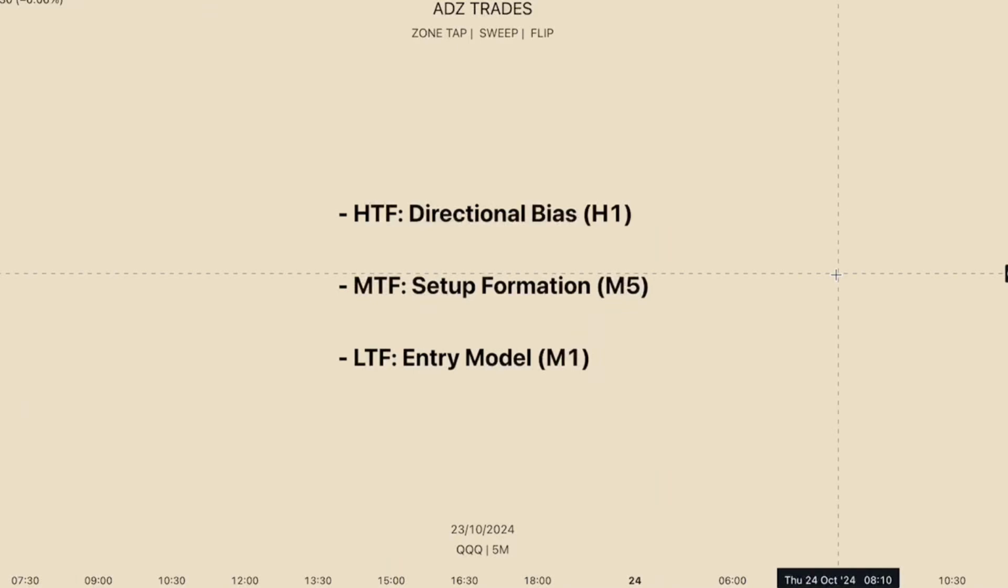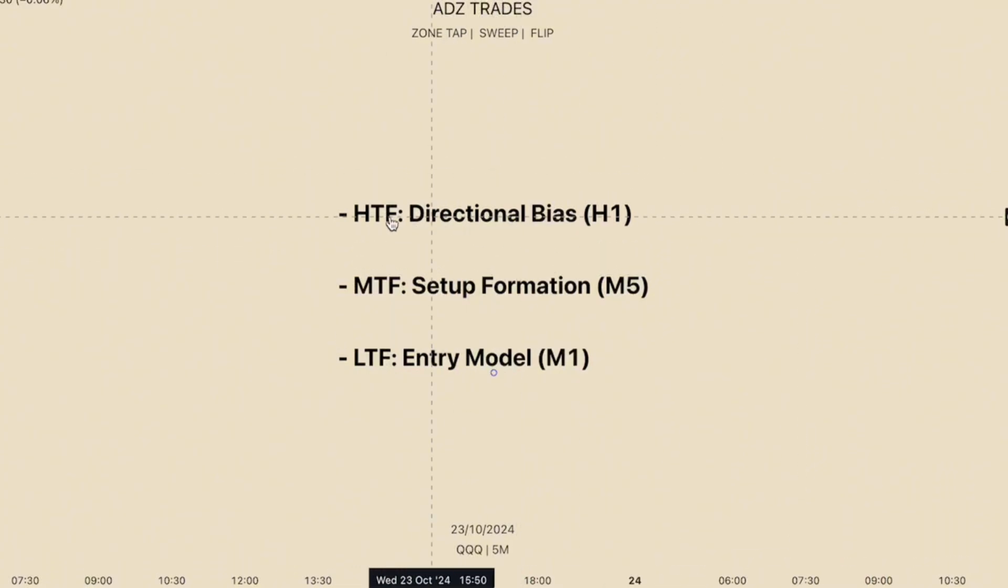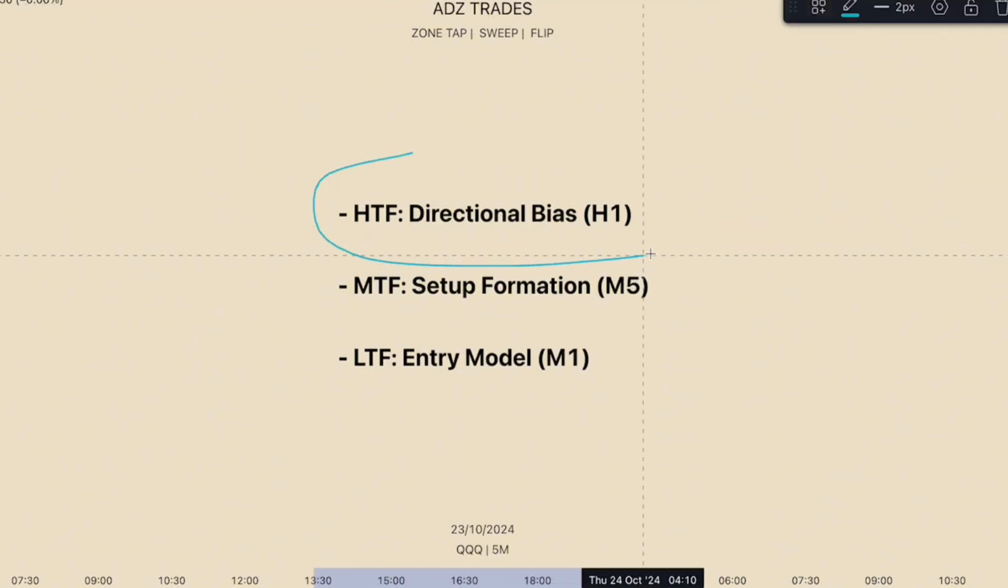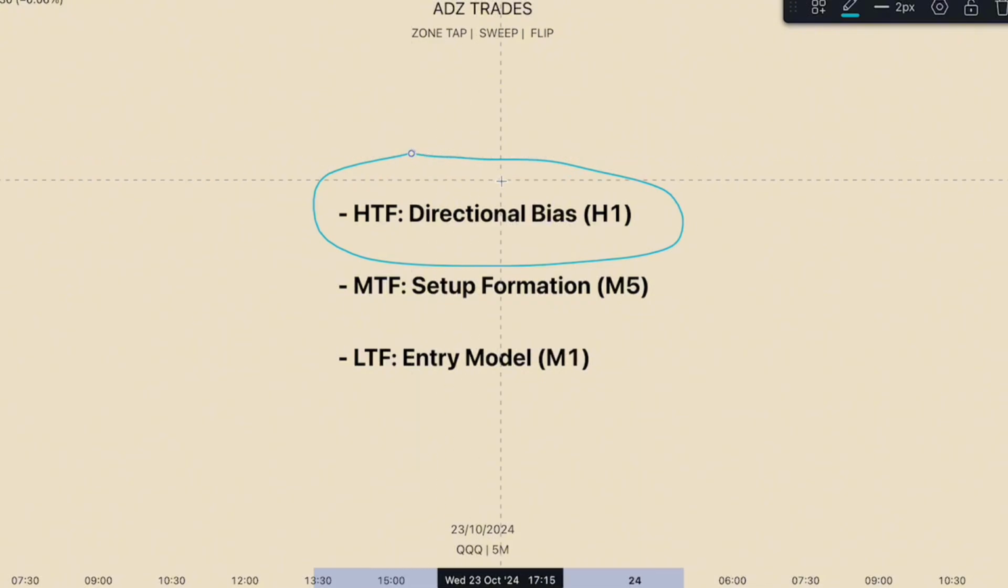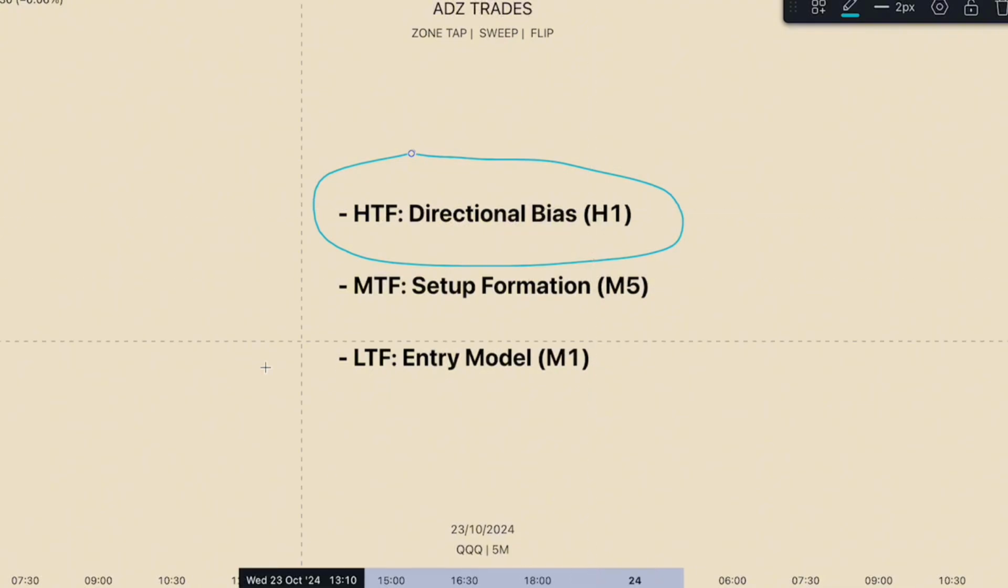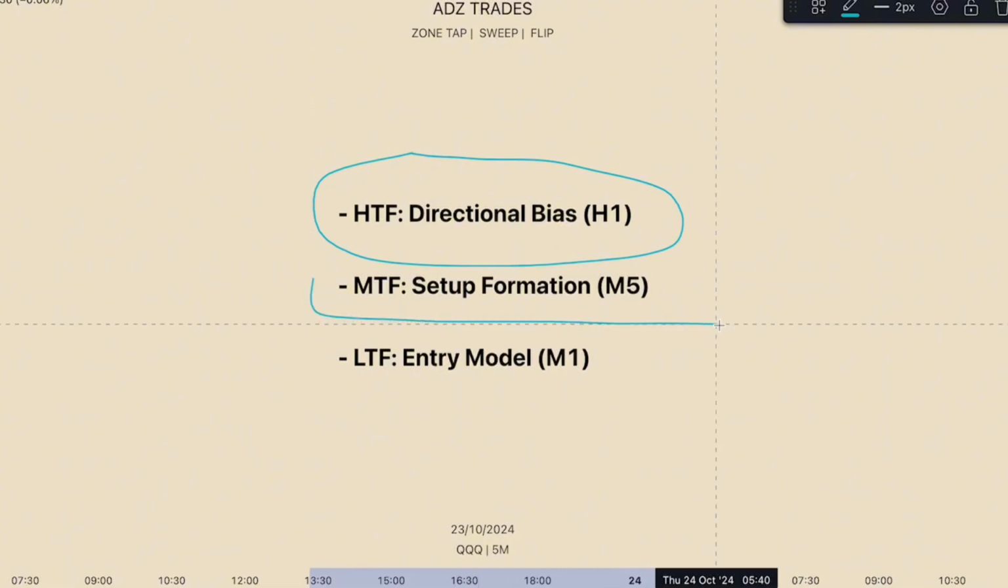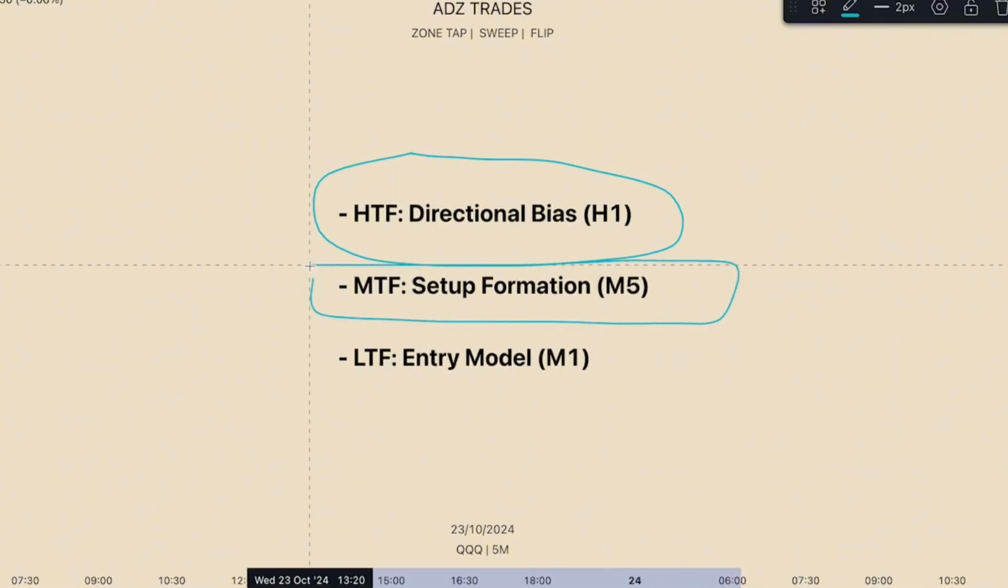Today's video is going to be on top-down analysis. Me personally, I like to use 3 time frames. I have a higher time frame. This is for my directional bias. So I'm deciding here, is price going up? Is price going down? Where are we within this trading range? Are we in the pullback phase? Are we in the expansion phase? I'll get into that. Then I like to use a middle time frame, which is just the M5 time frame.